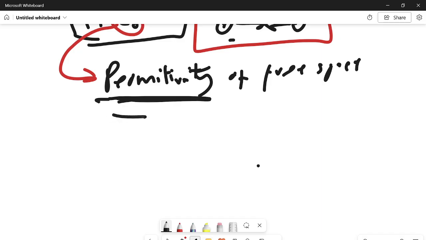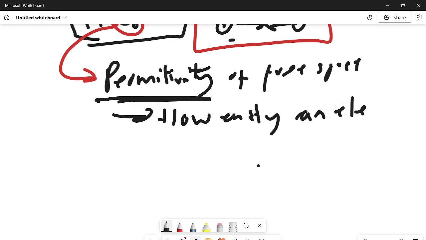So, what does it mean? It basically just means how easily an electric field can be established.